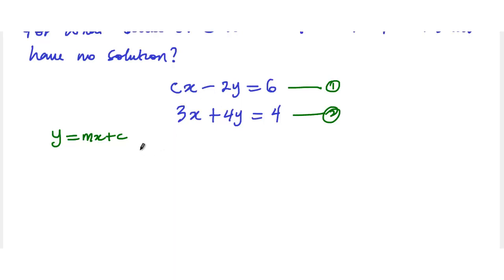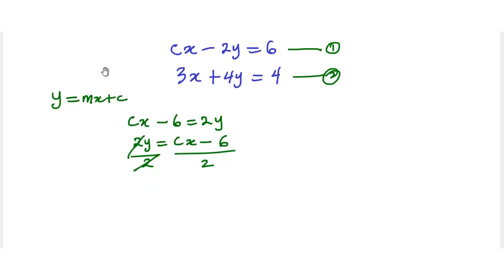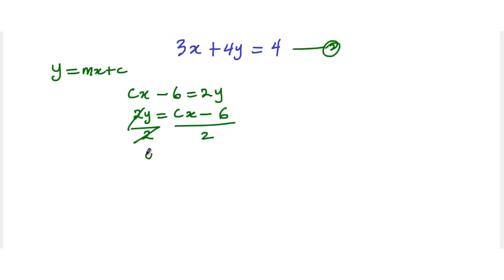So if I want to do it, I can write it as cx minus 6 is equal to 2y. If I rewrite this, I can see that 2y is equal to cx minus 6. So divide through by the coefficient of y, which is 2. This cancels this. So what we have is y is equal to cx minus 6 over 2.